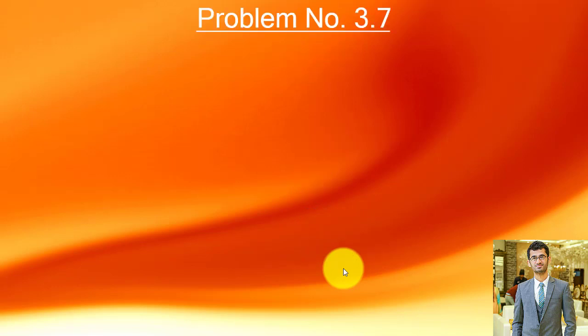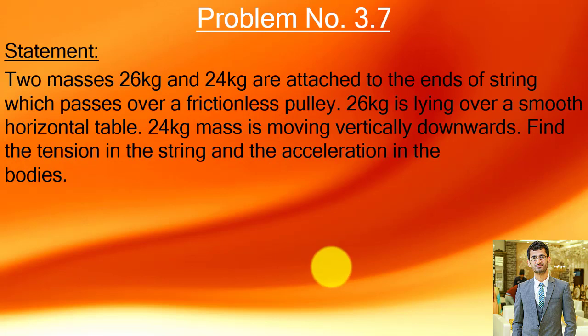Moving on to problem number 3.7. Two masses, 26 kg and 24 kg, are attached to the ends of the string, which passes over a frictionless pulley. 26 kg is lying over a smooth horizontal table. 24 kg mass is moving vertically downwards. Find the tension in the string and acceleration in the bodies.